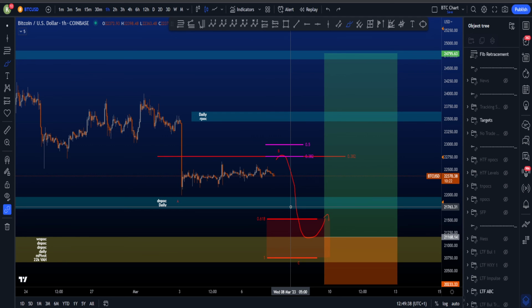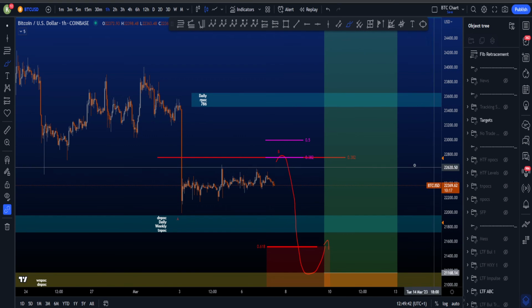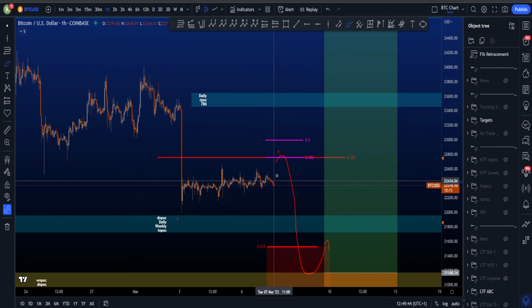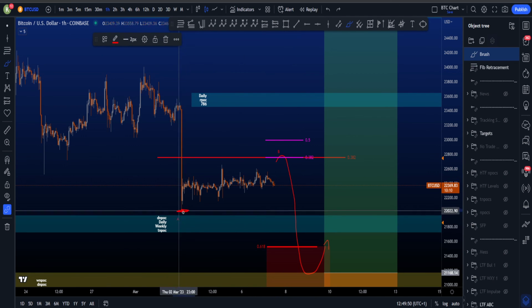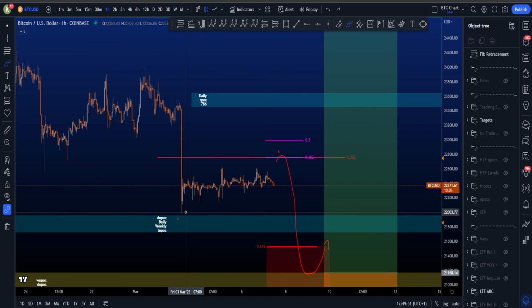These are the 4 scenarios that I keep an eye on. But what you surely have to remember from this video is: is price going to touch the 382 first, or is price going to go below this low first? And basically based on that, you can have a trading plan.